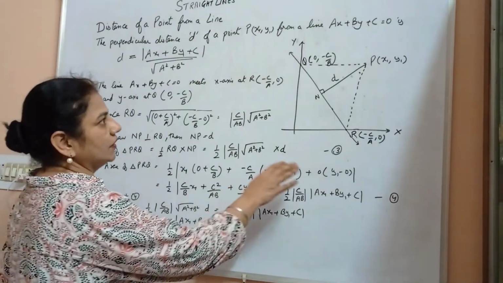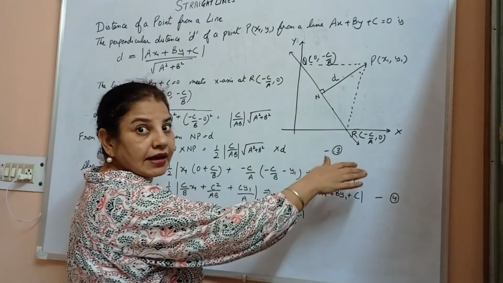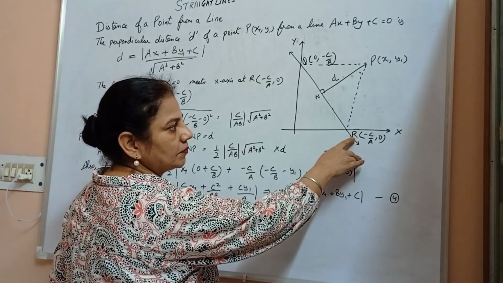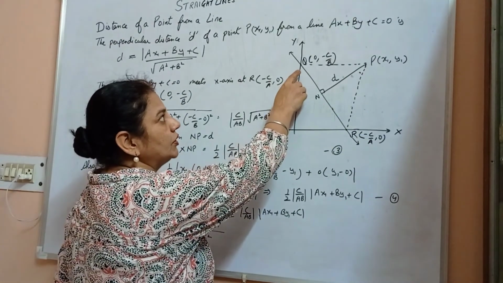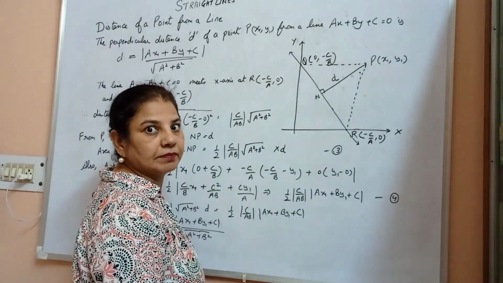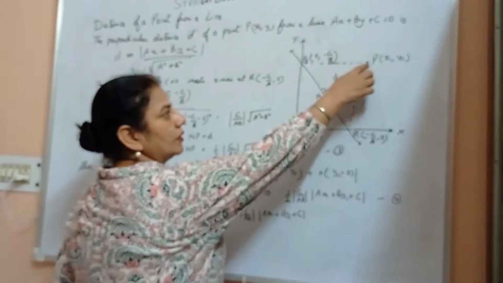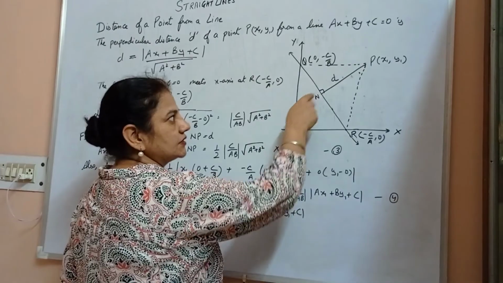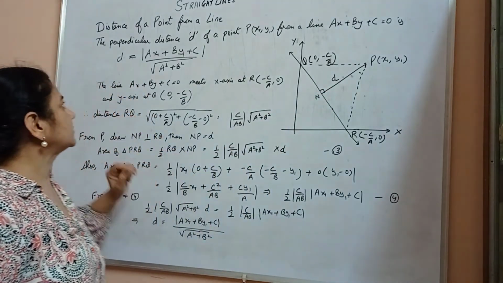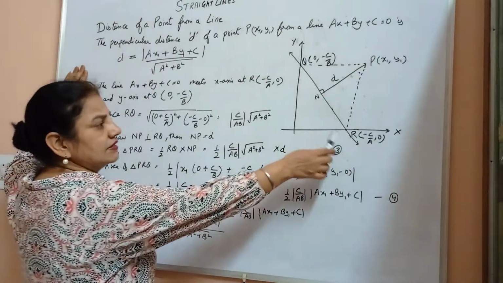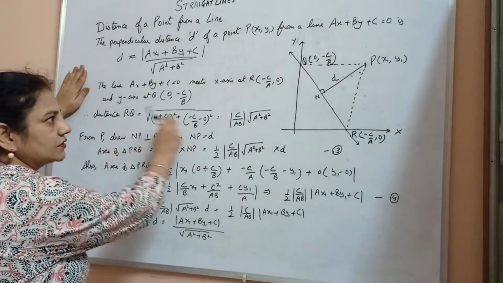So here, say L is a line. This line cuts the x-axis at point R, say (minus c by a, 0), and the y-axis at point Q (0, minus c by b). Let P be the point (x1, y1), and if we draw a perpendicular from P to L at N, then the distance PN is given by d. We have to calculate the distance d. For this, as this line meets the x-axis and y-axis, as we have explained, we say the distance of RQ.